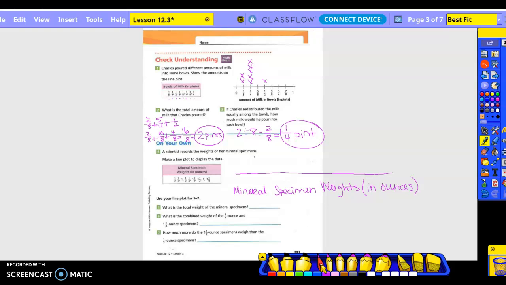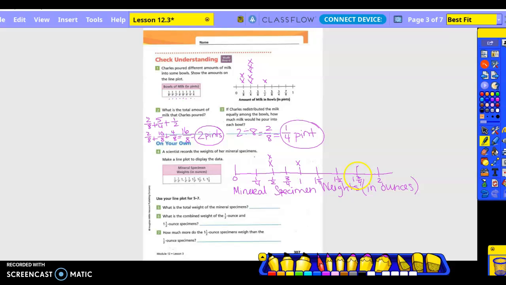Then what are we going to go in increments of, guys? 1/4, right? Okay, so here's 1/4. Then we have half, and then we have 3/4, and then 1, and then 1 and 1/4, 1 and 1/2, and then 1 and 3/4, and then 2, right?